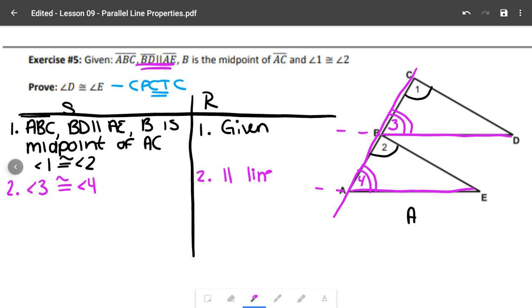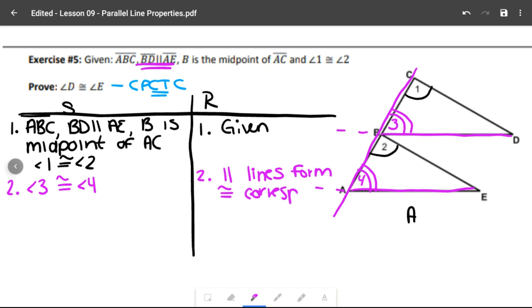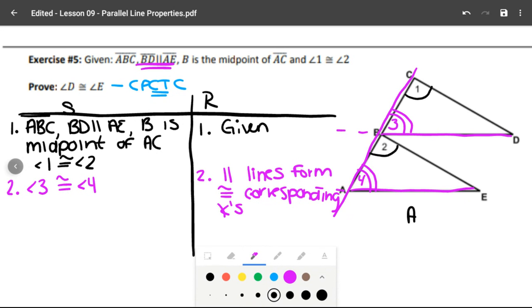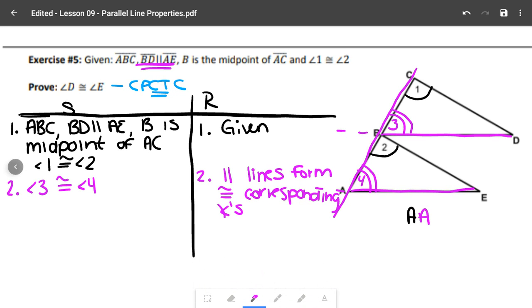Now this is similar to how we set it up before. Parallel lines form congruent corresponding angles. So yes, we do have to write that whole thing out to get full credit, but I know I have another angle. And last piece here, if I go back and read, I look for a vocab word, midpoint. Well, that midpoint's going to cut AC in half.